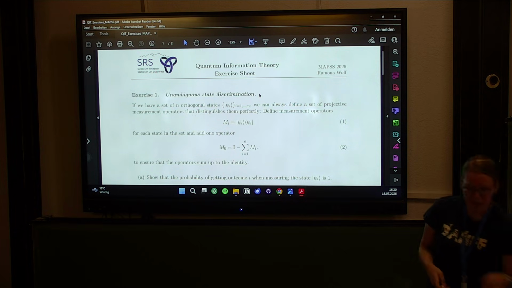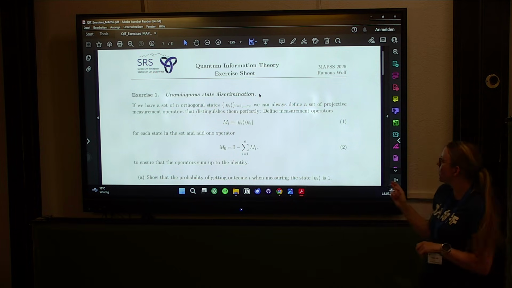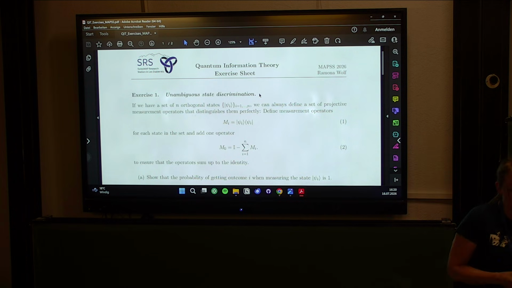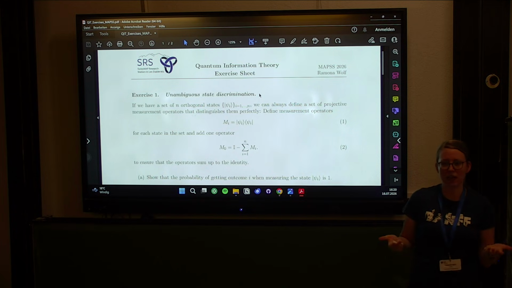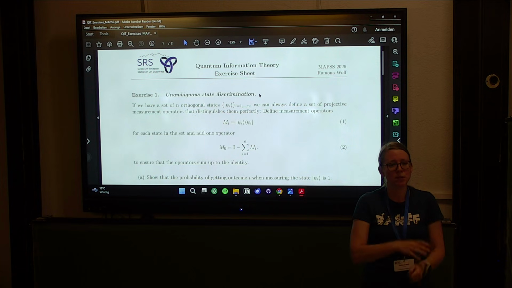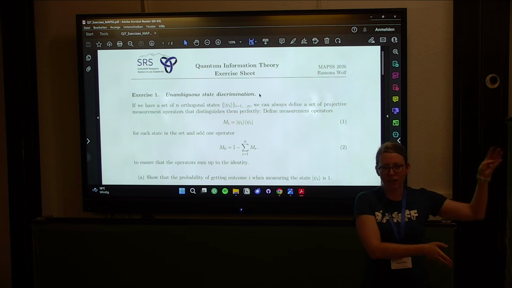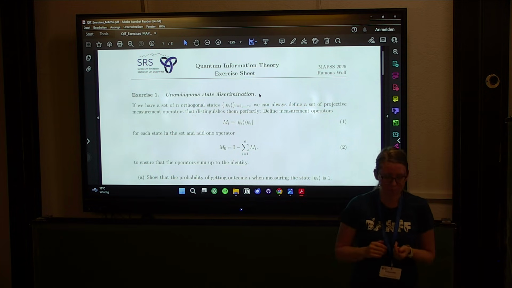Okay, so to start with the exercise sheet, I put it up here. Again, you can also find it on the website if you want to see it there. It's two exercises. The first one is about unambiguous state discrimination. So the question is, how well can I distinguish quantum states? If someone just hands me a quantum system and says, okay, this is one of a number of states, it could be in either one of them, how well can you distinguish them by measuring?